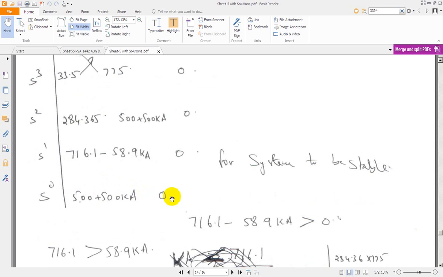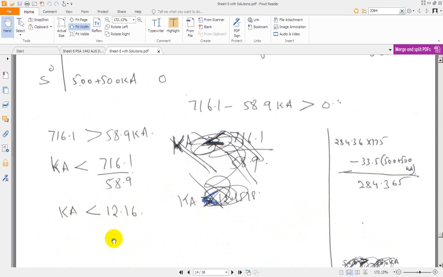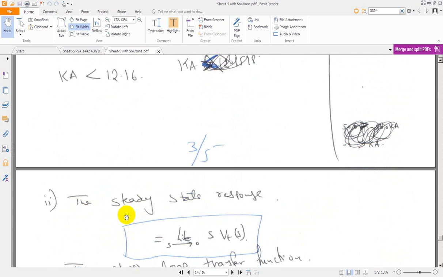For making this value positive, 716.1 minus 589.9 Ka should be greater than 0. So Ka should be less than 716.1 divided by 589.9. So Ka should be less than 12.16. Now this is the range of Ka.